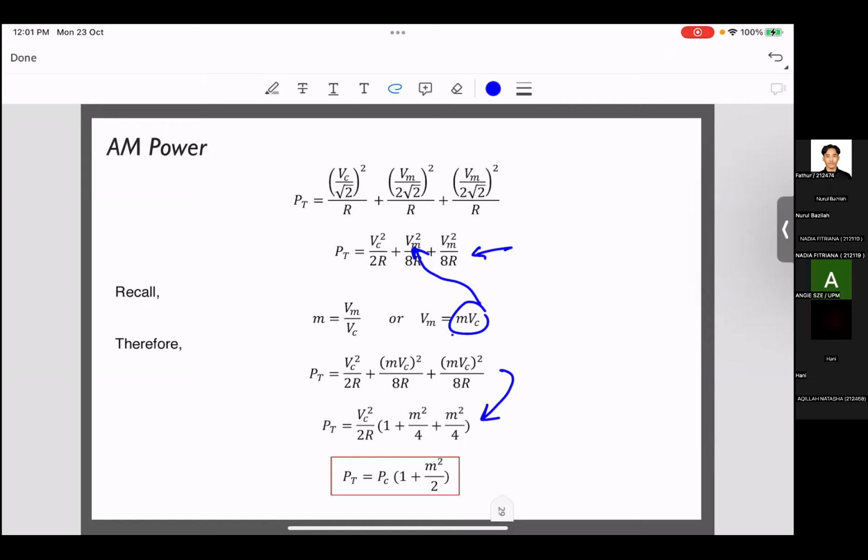And this is going to be 1 plus m squared over 4 plus m squared over 4. So I can add these two together. I will get 2m squared over 4. Okay, 2m squared over 4. So this would give me 1 over 2. So this is where the 1 plus m squared over 2 comes from. And Vc squared over 2R is just Pc.